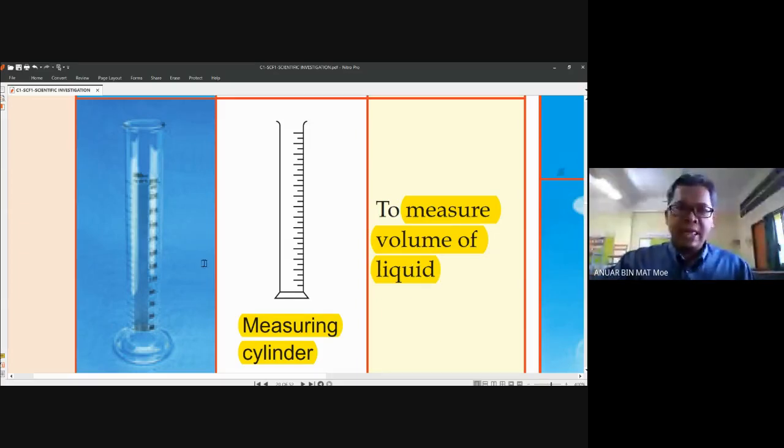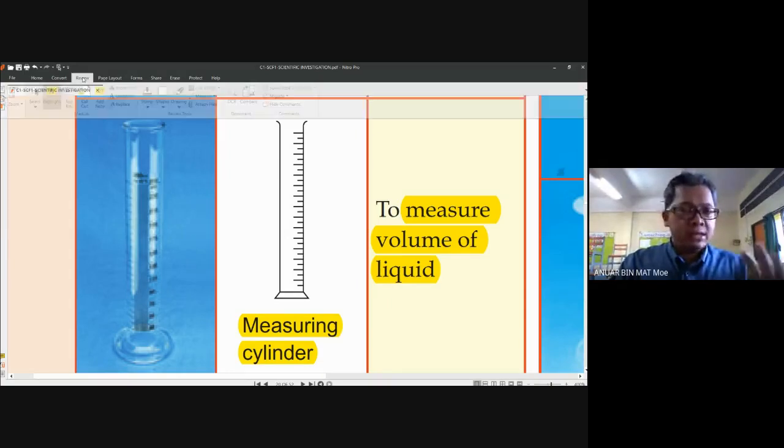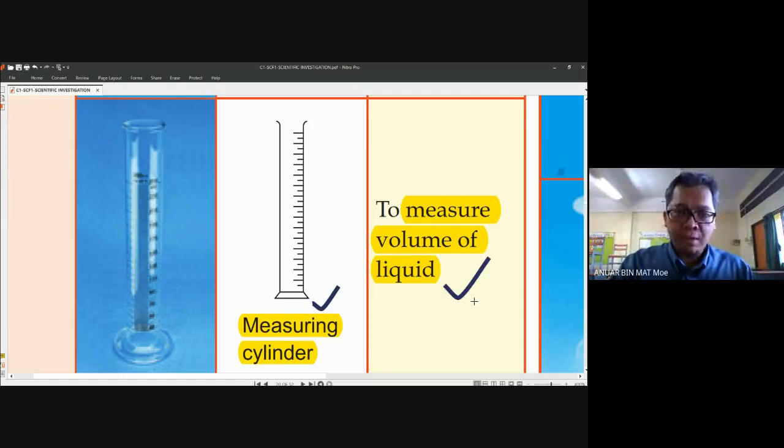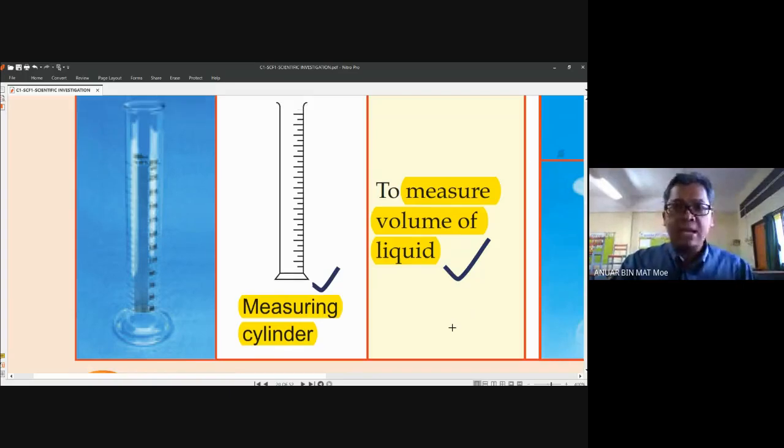And then measuring cylinders come in various sizes. Some can measure up to 1000 milliliter or 1 liter, and some maybe can measure up to 100 milliliter. They vary in size. Okay, so make sure you understand. These are the apparatus, and here is how you draw the apparatus, and the function is to measure the volume of liquid. Okay, we continue to the next.